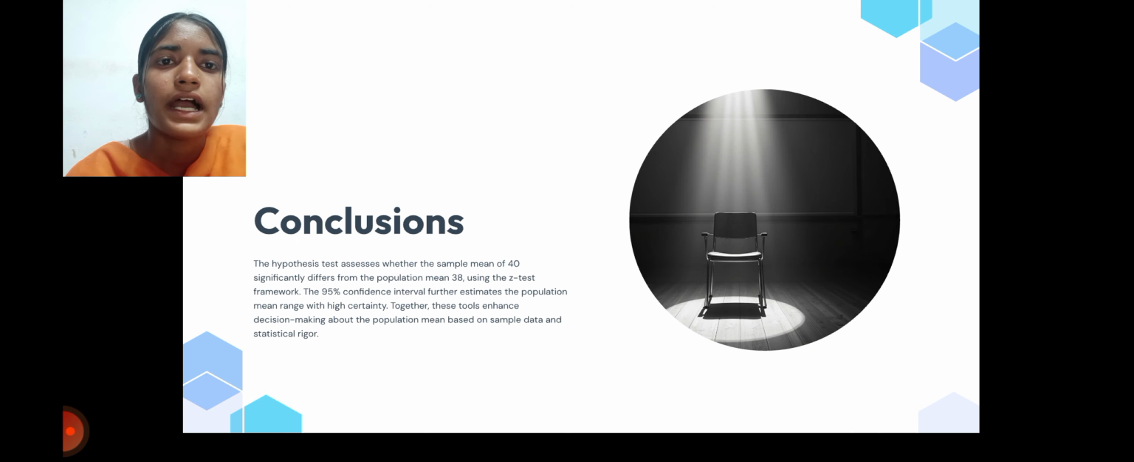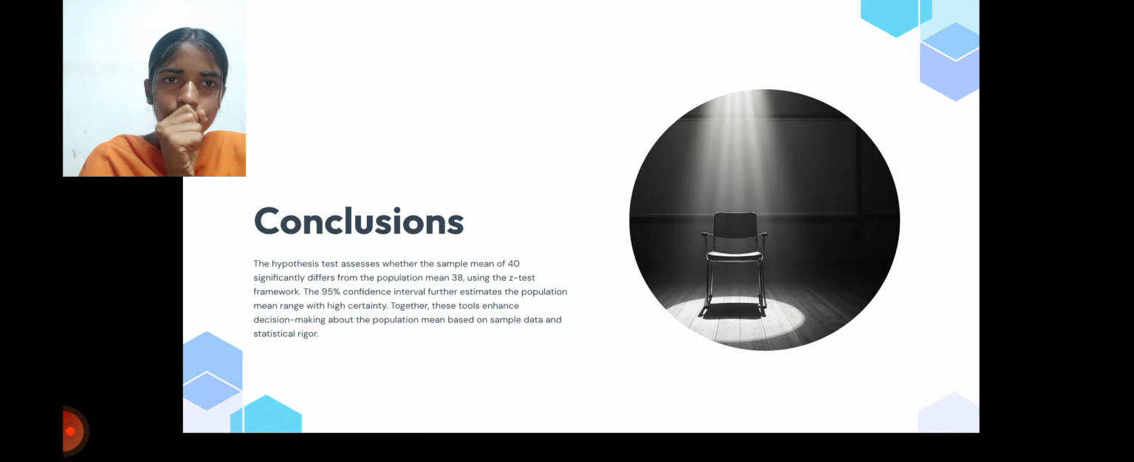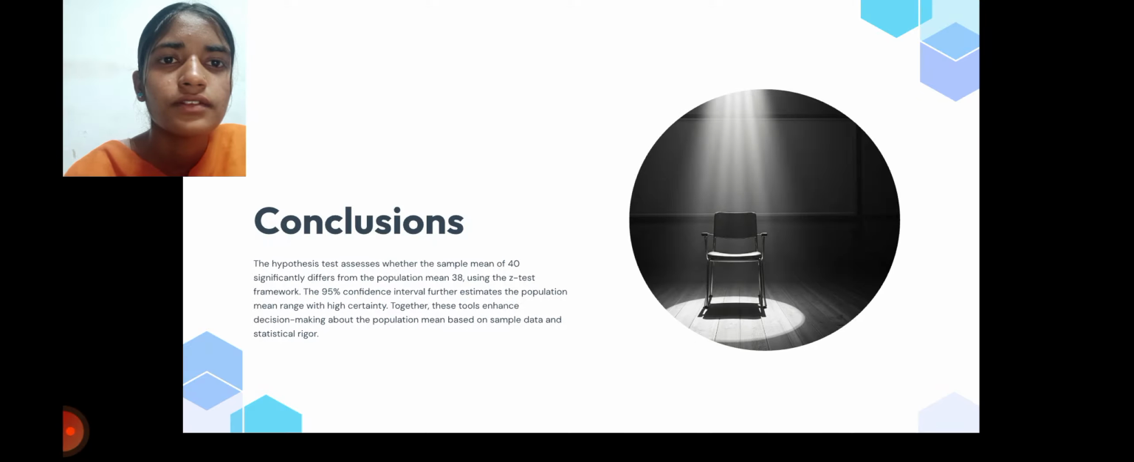Conclusion: the hypothesis test assesses whether the sample mean of 40 significantly differs from the population mean of 38. Using the Z-test framework, the 95% confidence interval further estimates the population mean range with high certainty. These tools enhance decision making about the population mean based on sample data and statistical rigor.